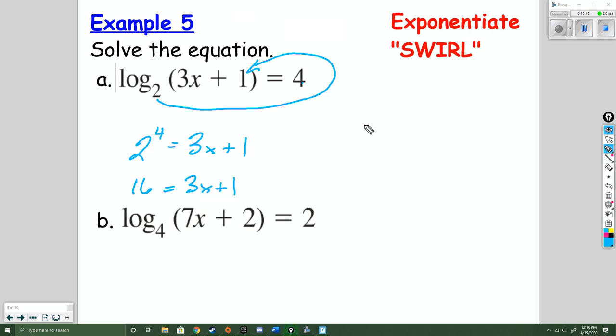Subtract 1. We get 15 equals 3x. Divide by 3. And we get x equals 5.